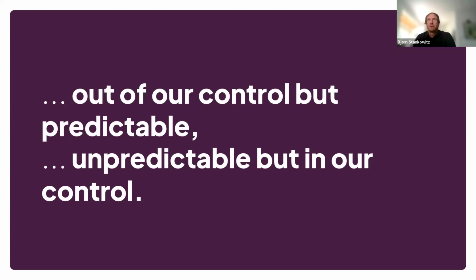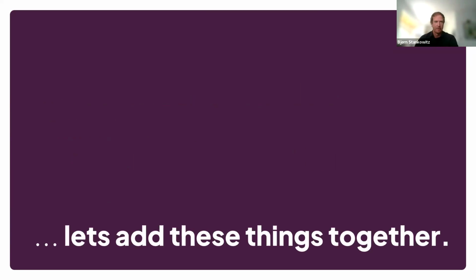So coming to a sentence you probably want to think about during the whole presentation, and even in your designs: there are things out of our control, but they are predictable. And there are things that are unpredictable, but in our control. Moisture is a bit like that, and so are the effects of the moisture, and so is everything around mass timber. So let's add all these things together and start with a few slides from before and after COVID, I call it.